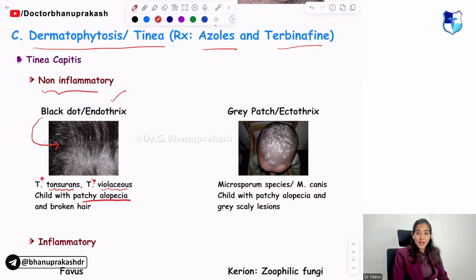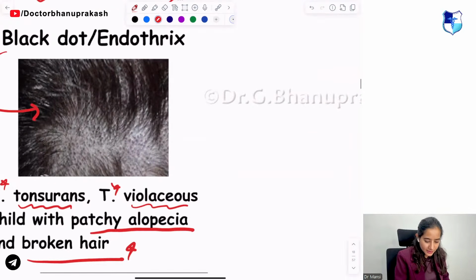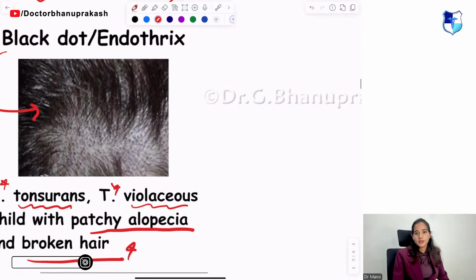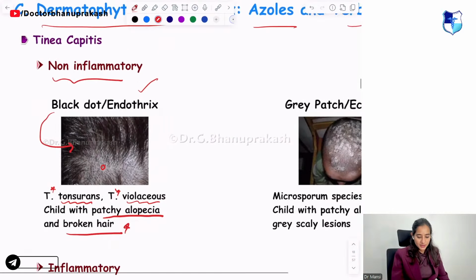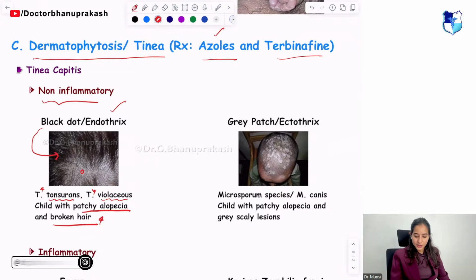A child with patchy alopecia and broken hair, you will see that. When you magnify, you can see black dots appearing. The broken hair is going to be seen as this black dot type. That's how you can see and diagnose this. Then we have the gray patch or ectothrix variant, where it is Microsporum canis. In this child, you can see gray scaly lesions. Silvery scales are present. That is characteristic of the gray patch or ectothrix variant of tinea capitis. This is the child with patchy alopecia.